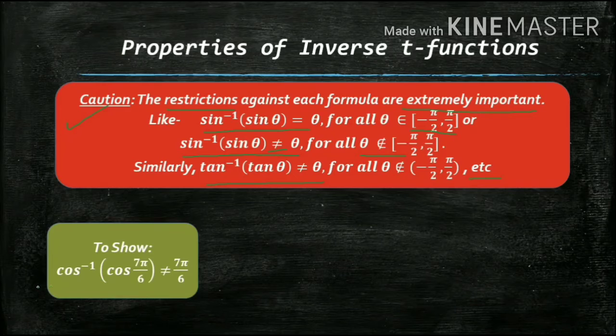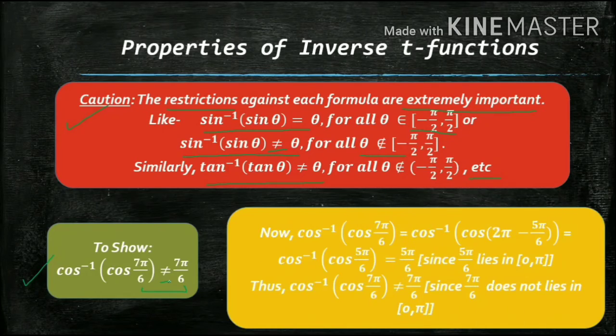So let me just show you how. Suppose cos inverse of cos 7 pi by 6 is not equal to 7 pi by 6. Although both look the same, these are not equal. Why? Because for cos inverse of cos theta to equal theta, the angle theta should be from 0 to pi. You remember? Because that is basically the range for our cos inverse function. But 7 pi by 6 does not lie in this interval. So that's why they are not equal.